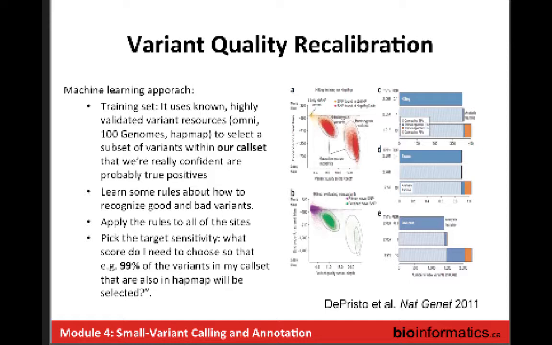Then you apply the rule to all the sites, so you give a score to all the variants, whether or not they are in your call set. Then you tell it a sensitivity threshold you want in your call, like, I want 99% sensitivity. So in your call set, which parameters give me 99% sensitivity based on the known variants? That defines your threshold, and when you have defined this threshold, you apply it to the rest of the variants.